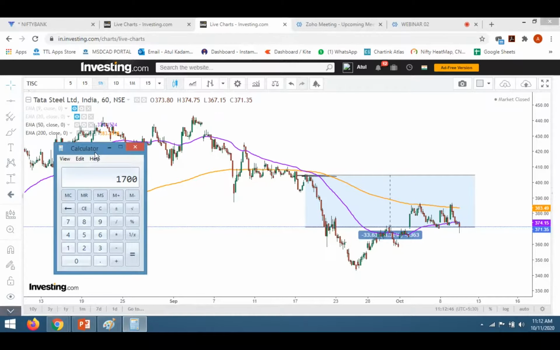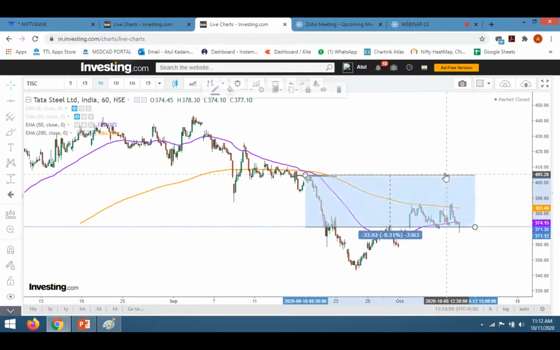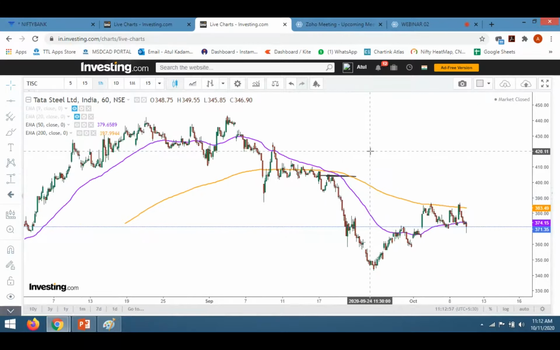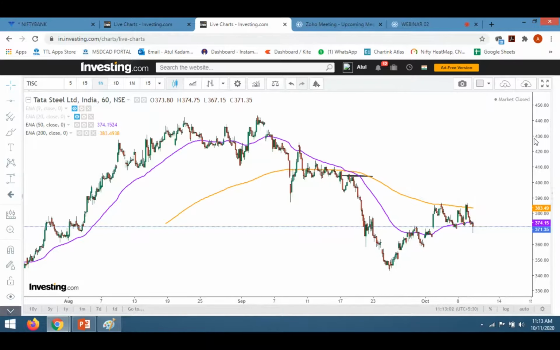So 1700 into 33 on the same strategy, if you enter in Tata Steel for positional, till now we are at 56,000 rupees profit. Okay, so the same concept you can use for positional for 1 week, 2 week, 3 week on the hourly time frame, with positive and negative crossover of 50 and 200.